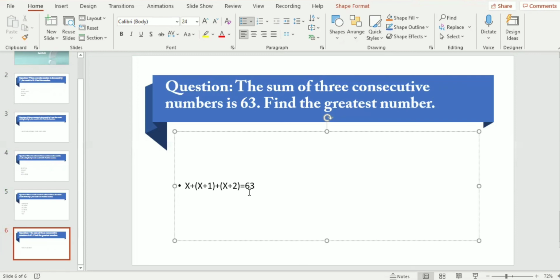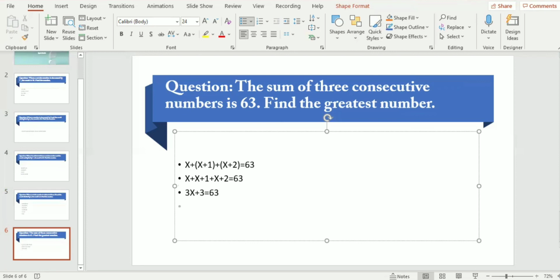Now we have our equation: x plus x plus 1 plus x plus 2. Now we have 3x here. So first of all, we are going to open the brackets and expand our equation, which is x plus 1 plus x plus 2 is equal to 63. Here we have 3x, and according to the addition rule of variables, it becomes 3x plus 3, which is equivalent to 63.